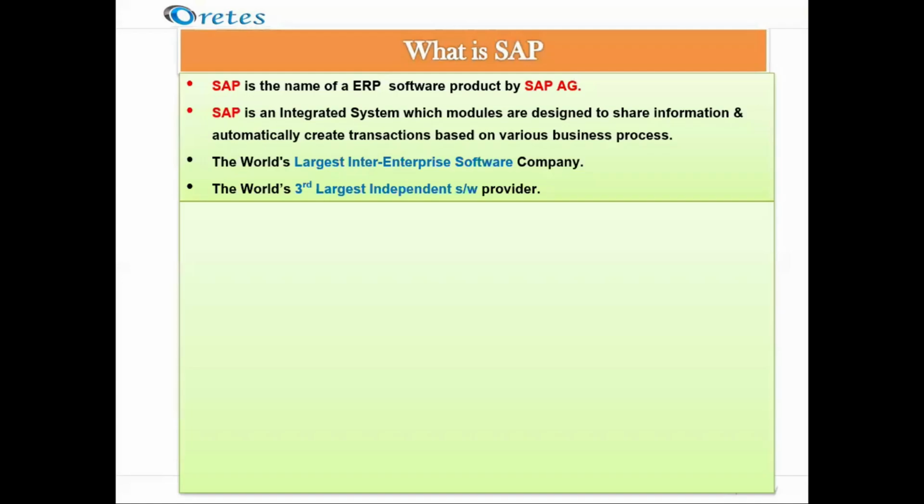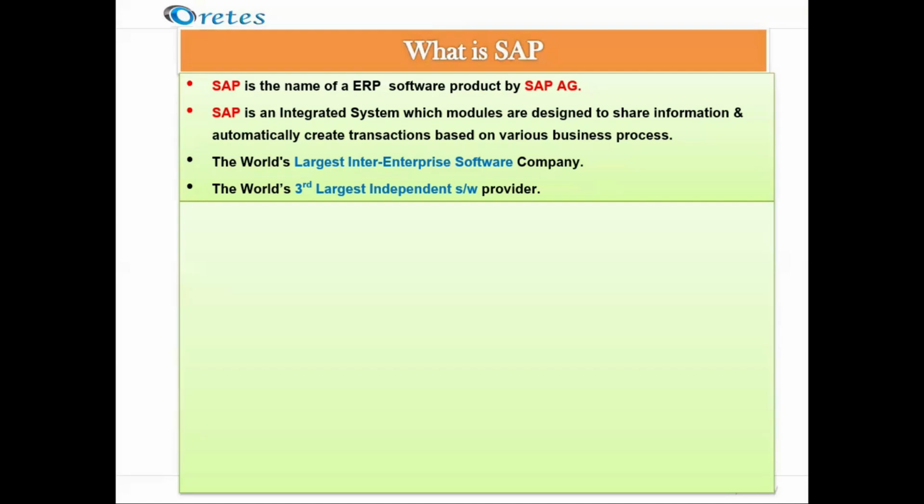So what is exactly SAP? SAP is the name of an ERP software product by a company called SAP AG. SAP is an integrated system which holds many modules to share information and automatically create transactions, to integrate between different departments. As business is very complex, for these complex businesses we are creating a product, and that product name is SAP, and SAP is integrating all the departments for transactions.